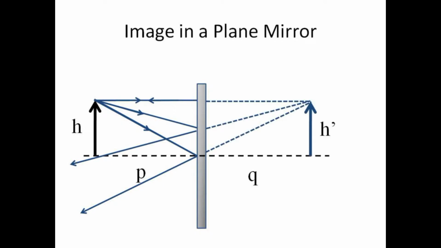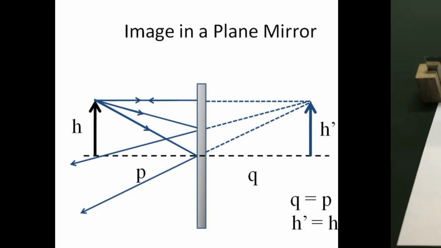The reflected rays all appear to diverge from one point behind the mirror. Tracing them back locates the image in the mirror at an image distance q. Note that for a plane mirror, the image distance equals the object distance, and the height of the image equals the height of the object.